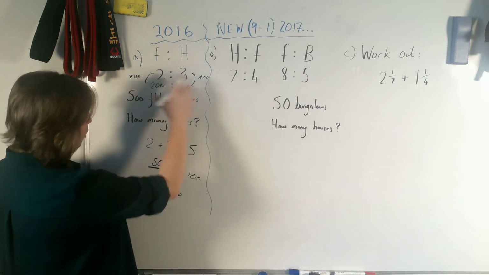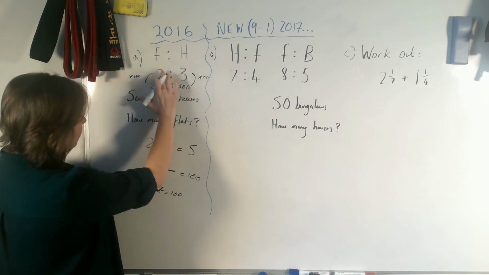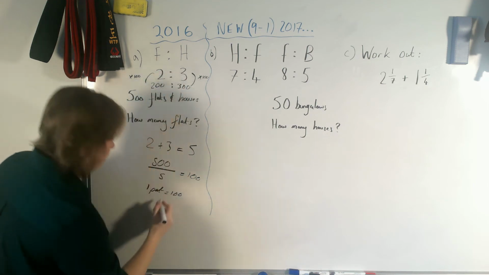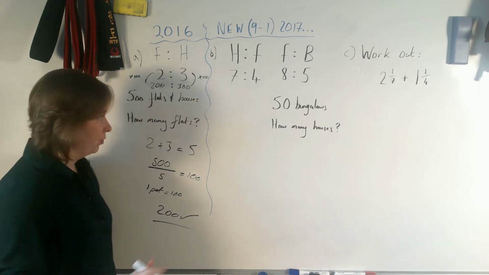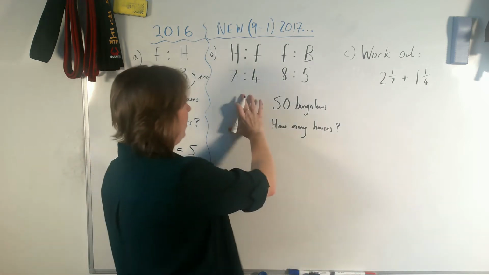Great. Question, how many flats? Flats, ratio 2 to 3, 200. There are 200 flats. Perfect, full marks, no issues. Moving on, 2017 onwards.